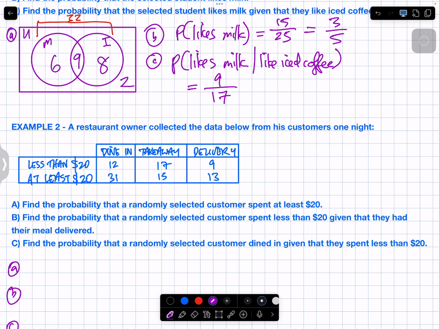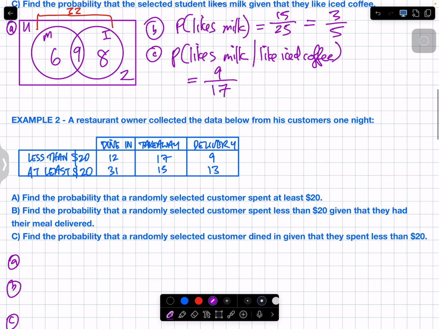All right, next, a restaurant owner collected data below from his customers. We're going to answer these probability questions there. What did I demonstrate? I think it was Monday. What do we do with a table? Do we leave it at that or do we add stuff to it?